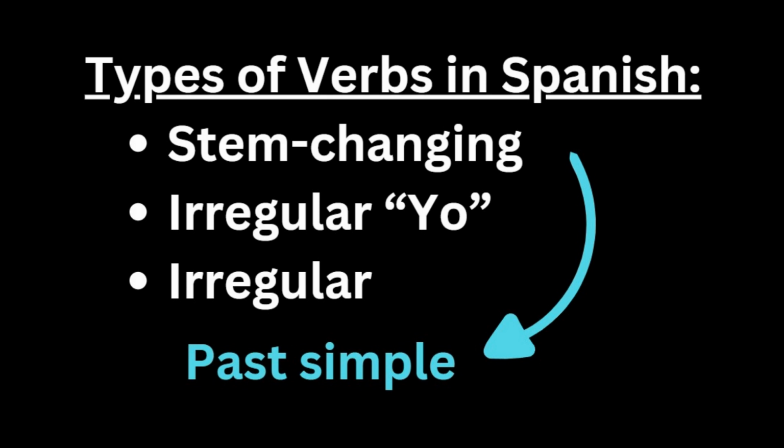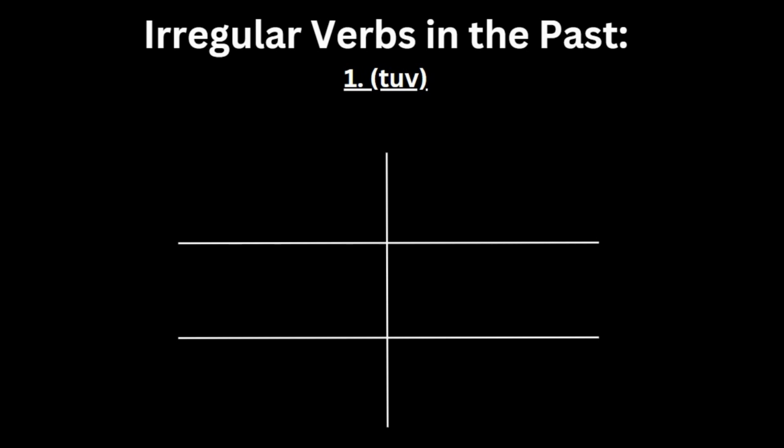I left off. The list will include weird stem changing verbs and irregular yo verbs, which I will separate by categories and explain how to use in the past, doing so as quickly as I can, starting with generic irregular verbs that have the TUV change in them.